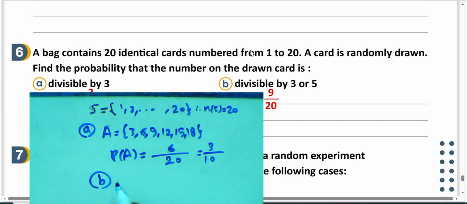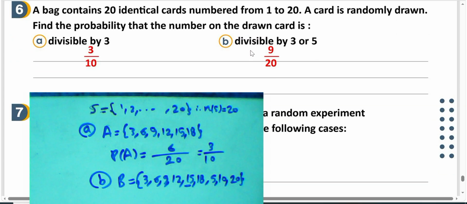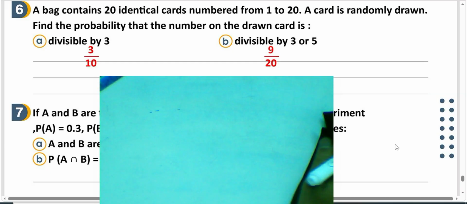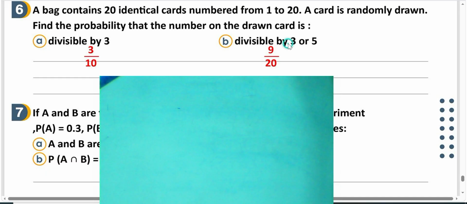And question letter B here, divisible by 3 or 5. It means union. We want to find the numbers that can be divided by 3, write 3, 6, 9, 12, 15, 18, and also those that can be divided by 5, write 5, 10, 15, don't write 15 again, and then write 20. Okay, and then you can count how many digits you get, divided by the total number 20. So the probability of B is equivalent to, we have 1, 2, 3, 4, 5, 6, 7, 8, 9, so 9 over 20. Okay, next question, number 7.